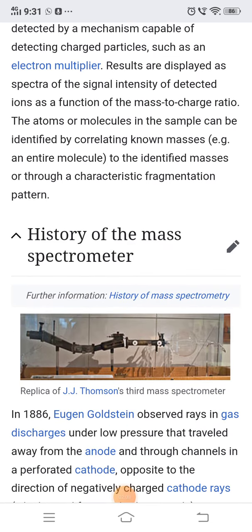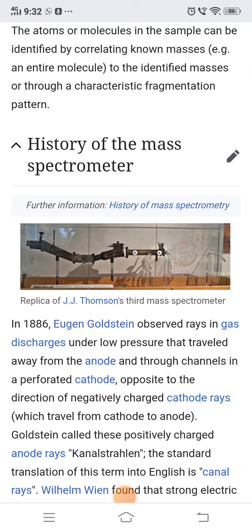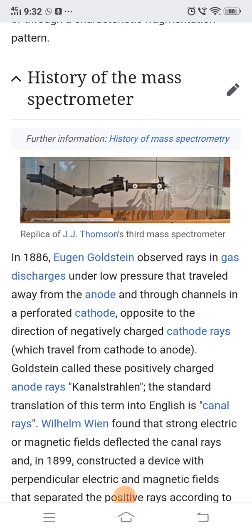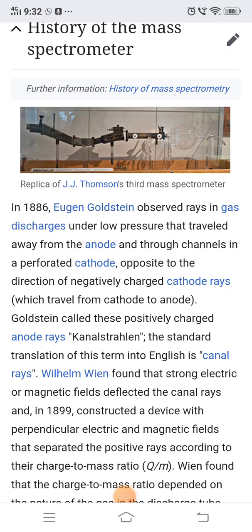Then, the history of the mass spectrometer. In 1886, Eugen Goldstein observed rays in gas discharge under low pressure that travel away from the anode and through the channels in the perforated cathode, opposite to the direction of negatively charged cathode rays. Goldstein called this positively charged anode ray. The standard translation of this term into English is canal ray.